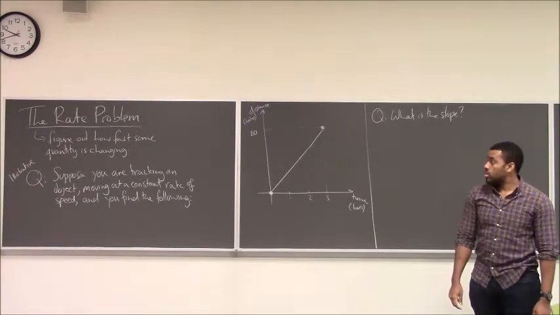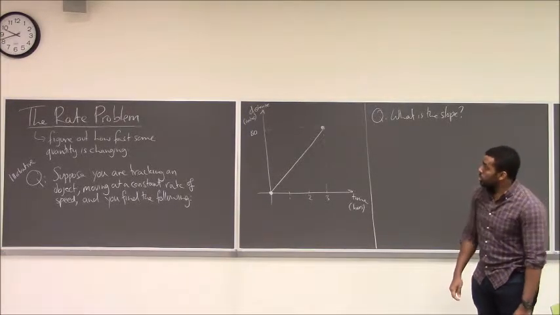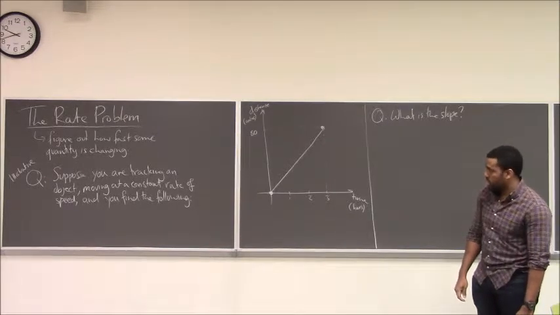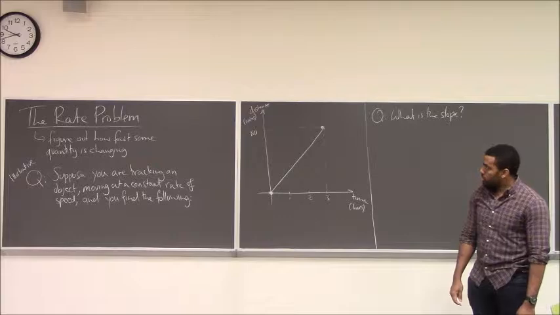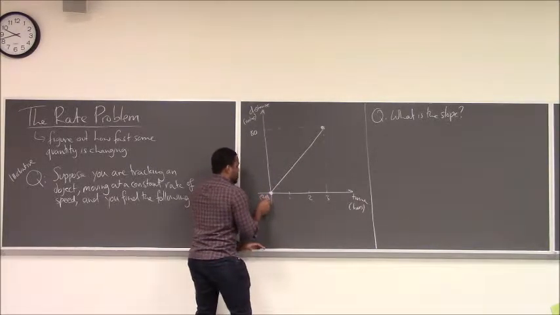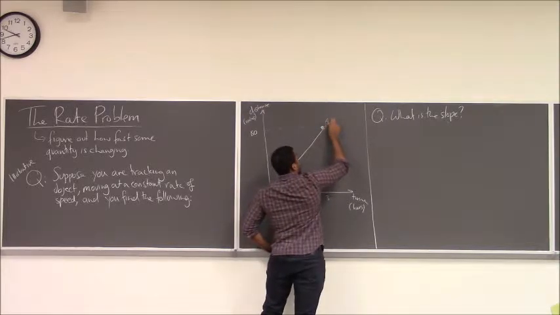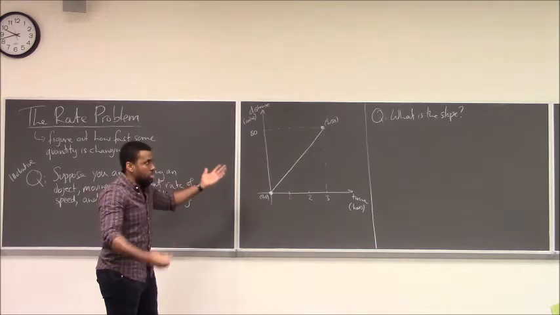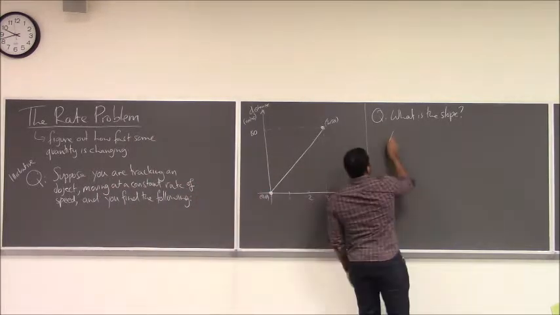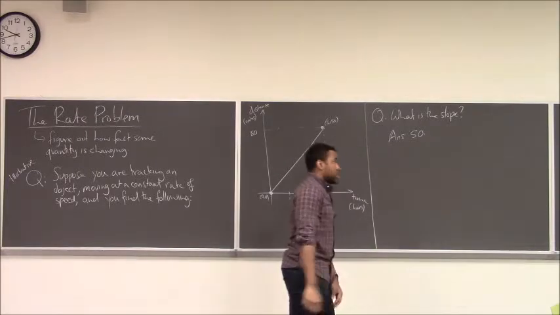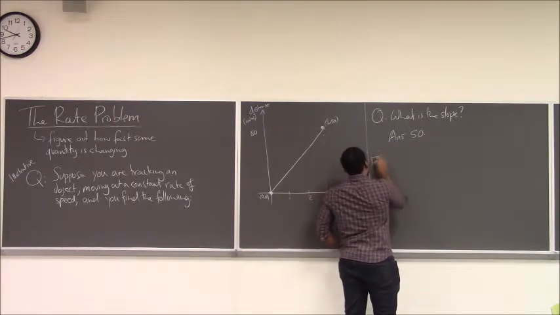The slope is 50. So we know slope as rise over run. It rises by a distance of 150 over a time of 3. You could do it the long way, with (0, 0) and (3, 150): y2 minus y1 over x2 minus x1, or you can just notice that rise over run gives you 50. The answer is 50.